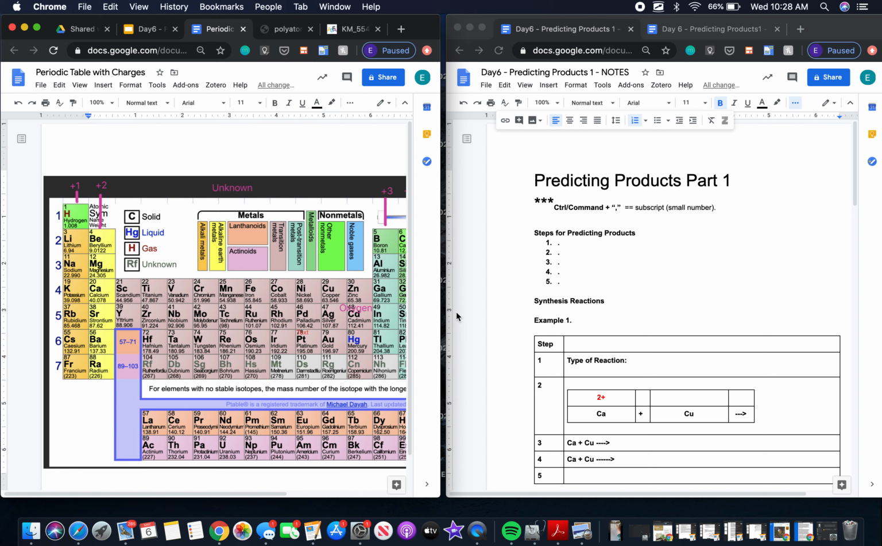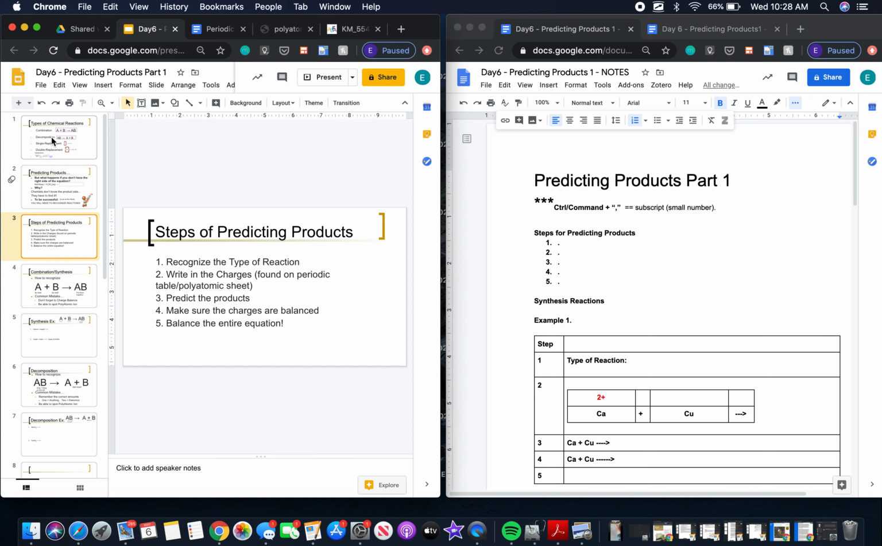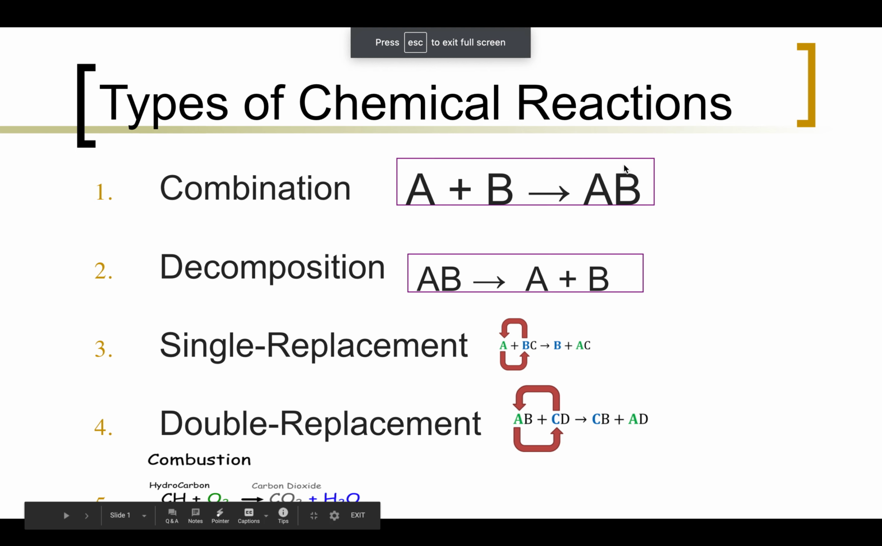How to predict products, right? We're gonna learn a couple of the equations, not the whole thing, right? So here we are with our types of chemical reactions, right?